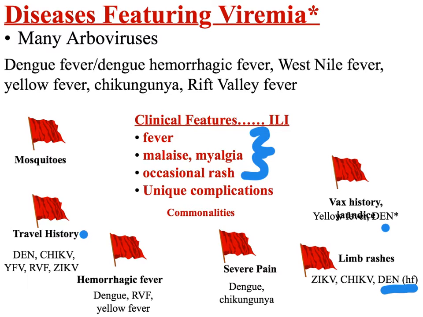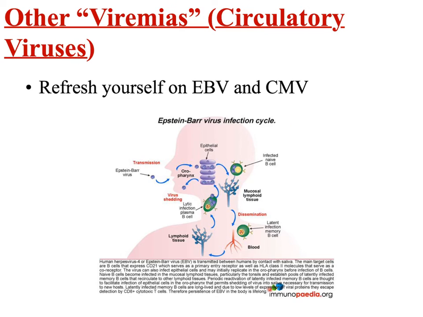Okay, so those are our viremias. There are other viremias, meaning that there are viruses that you see causing effects via the circulatory system, particularly in the lymphatics, but we typically think of them as primarily targeting other parts of the body. And the two big ones that come to mind for me are Epstein-Barr virus and cytomegalovirus.